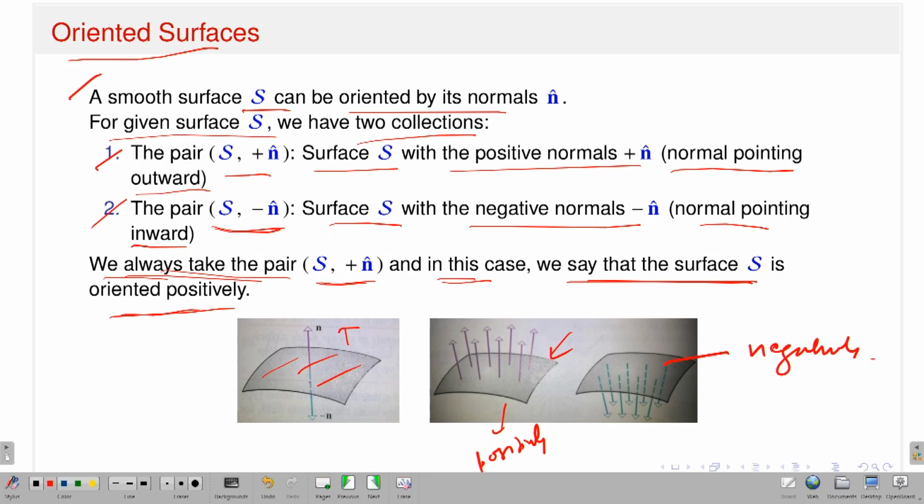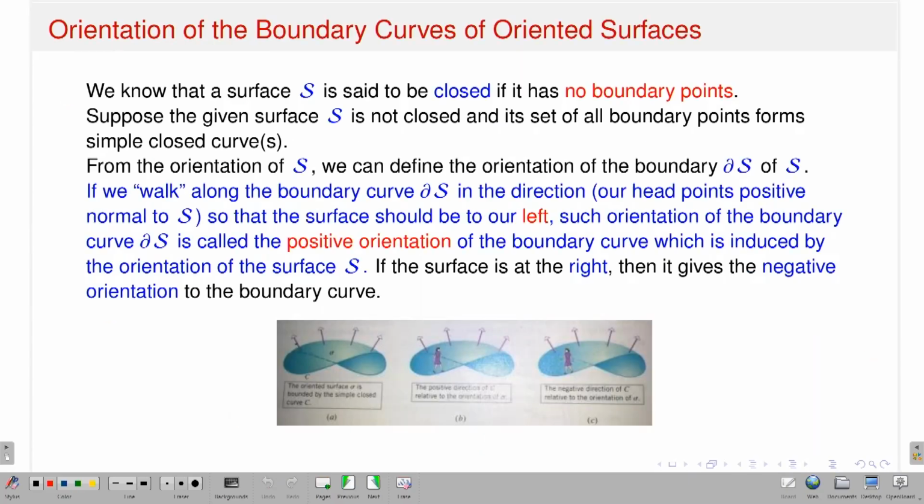Okay. So if I have a smooth surface and I denote plus n cap or minus n cap, it depends on whether I am talking about the positive orientation or the negative orientation. Then, as I said, once I have a smooth surface which has some orientation, that oriented surface will induce an orientation on the boundary curve. That's exactly what I have written: orientations of the boundary curves of oriented surfaces. And what is that? Well, I have written it.